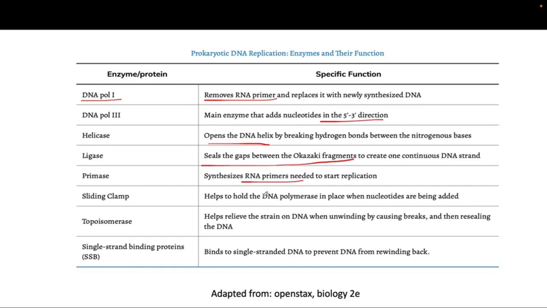The sliding clamp assists the DNA polymerase. It helps hold the DNA polymerase in place. Topoisomerase relieves the strain caused by supercoiling. And single-stranded binding protein prevents the reannealing of the strands, the rewinding back. Again, the same thing. So that's it for today's discussion on DNA replication.